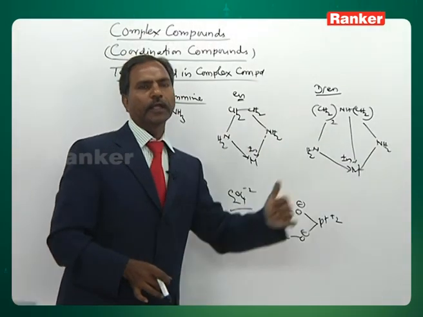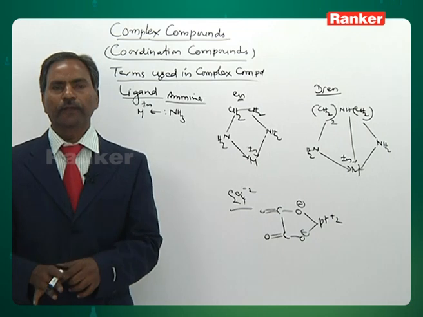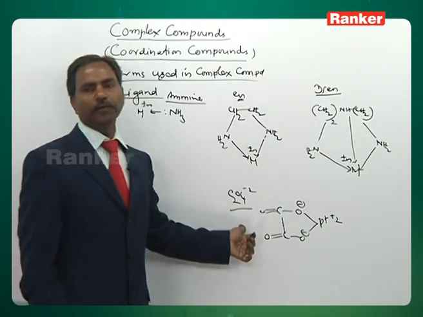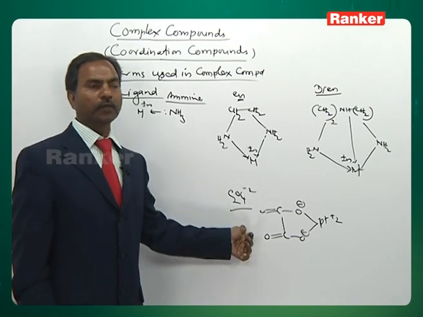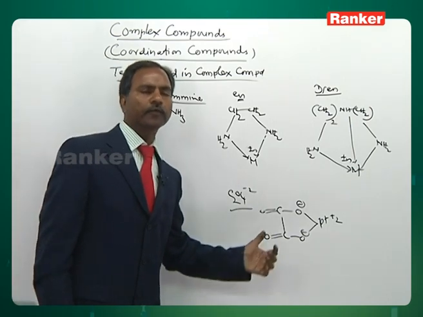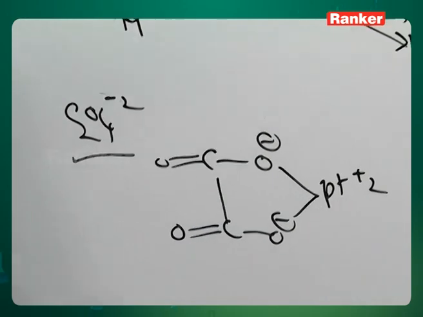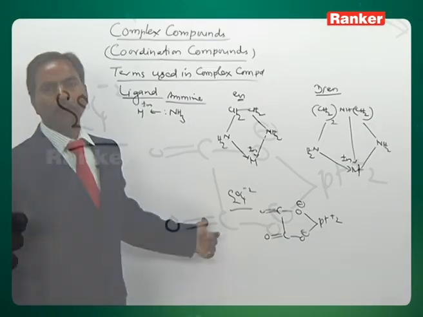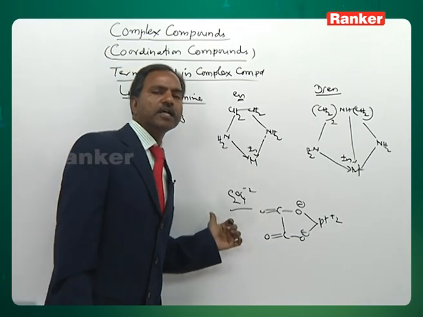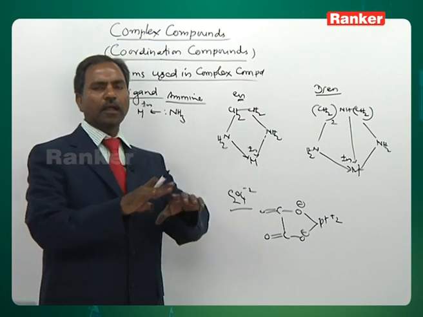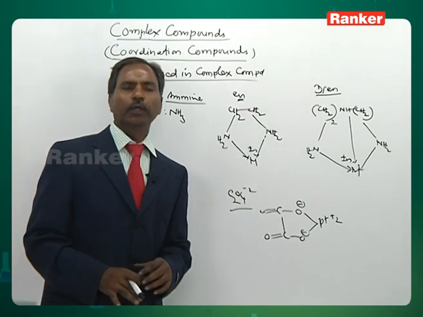These three ligands are neutral ligands. But the oxalato ligand, as you clearly observe, is carrying two negative charges. It is a negative ligand. So some of the ligands are neutral, some are negative, and some are found to be positive. Based on this charge and density, ligands are classified into different types.